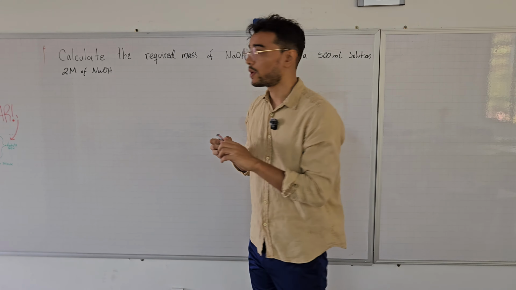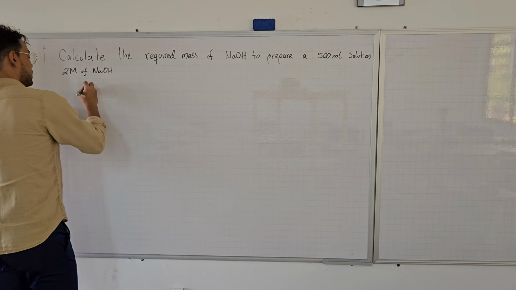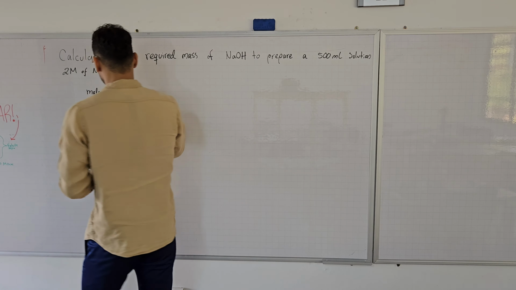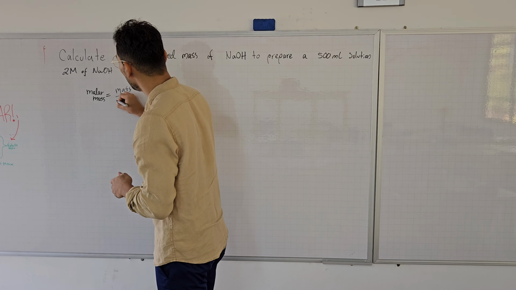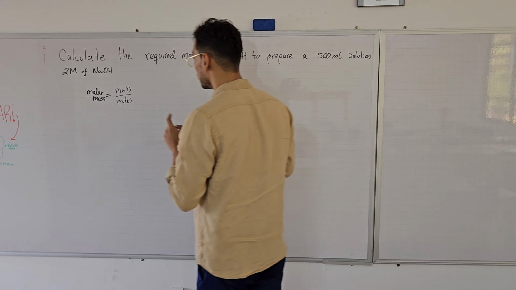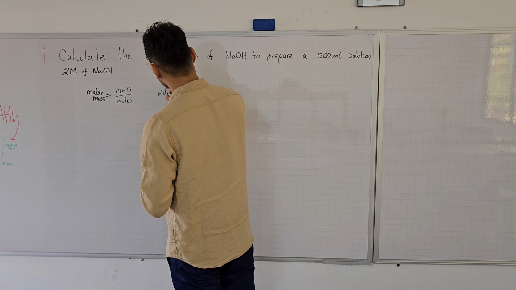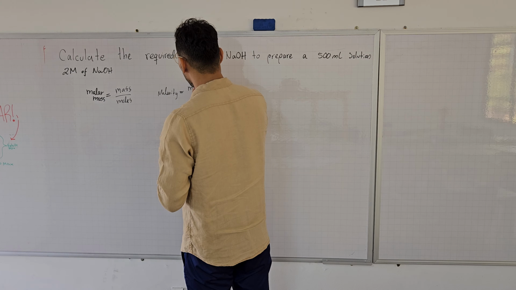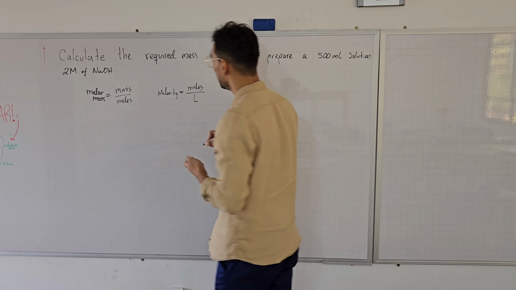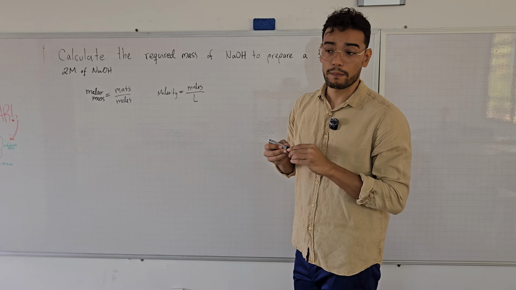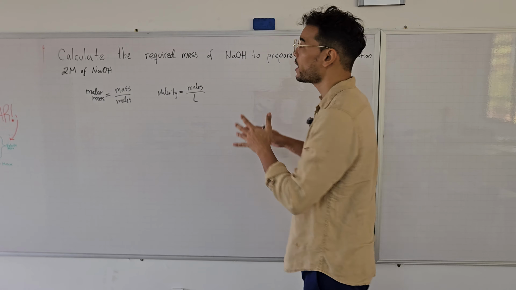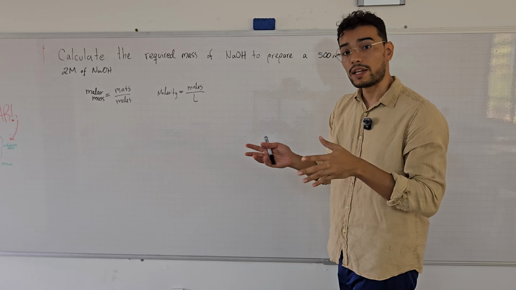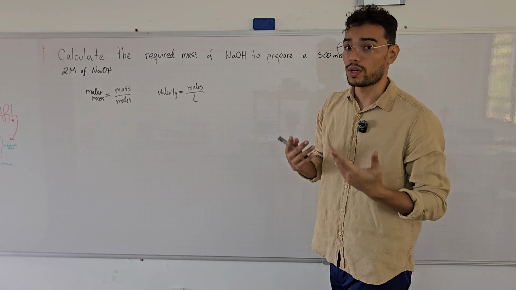formulas. The first formula that we have to memorize is that molar mass is equal to mass over moles. And also that the molarity, which is a concentration unit, is equal to the number of moles divided by the amount of liters, which is the volume of solution. Now, we have to read the problem before we start solving, because it is necessary to isolate the variables that we know and the variables that we don't know.